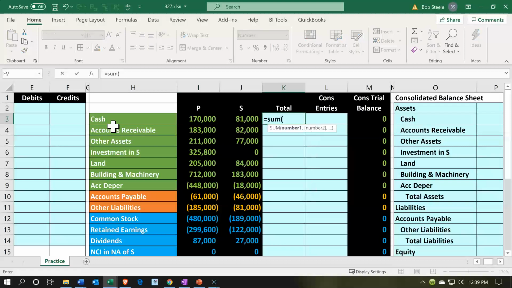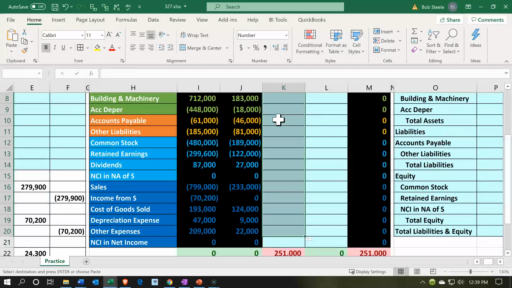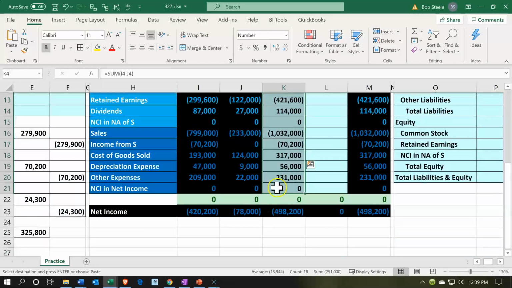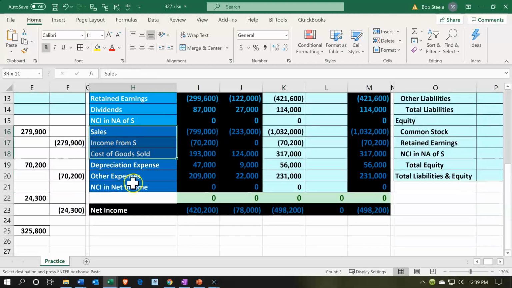So I'm going to say, all right, let's just add these up then. Why don't we try that? And then I'm going to copy this, and then paste it down here. Now notice we have income statement accounts, because this is what's new from the last one we did. We have a year's worth of activities, and now we've got a non-controlling interest in this case, so we'll have to deal with those.